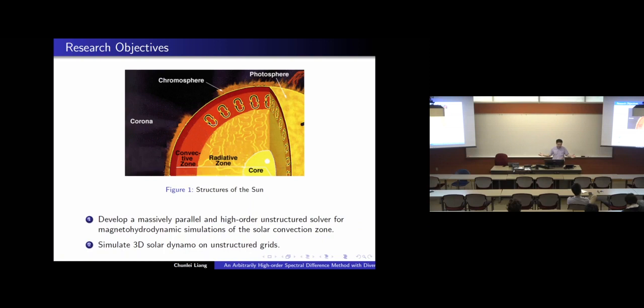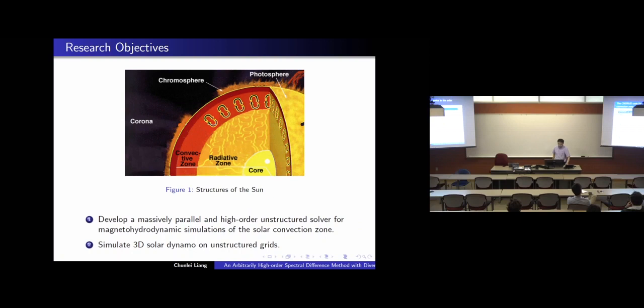Okay, so for this part of the research, I will develop, first of all, a solver to simulate the hydrodynamics of the sun. And secondly, we want to deal with magnetohydrodynamics. So we want to predict the 3D solar dynamo. You've got a plasma, which is ionized gas, and then you spin the ball, and it will generate a magnetic field for you. That's called dynamo.